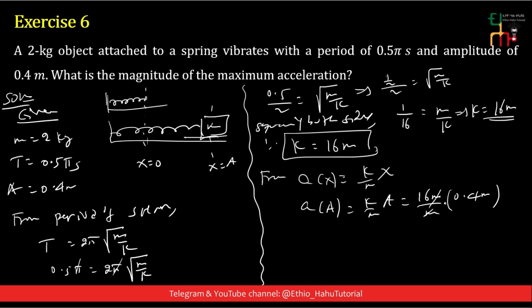M goes with m, mass goes with mass. 16 times 0.4 is 6.4 meter per second squared. Therefore, the acceleration as a function of x at amplitude is equal to 6.4 meters per second squared, and this is the maximum acceleration.